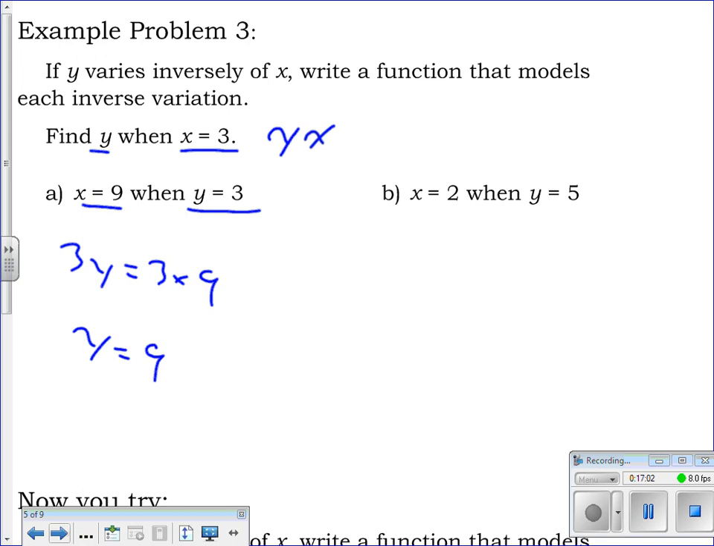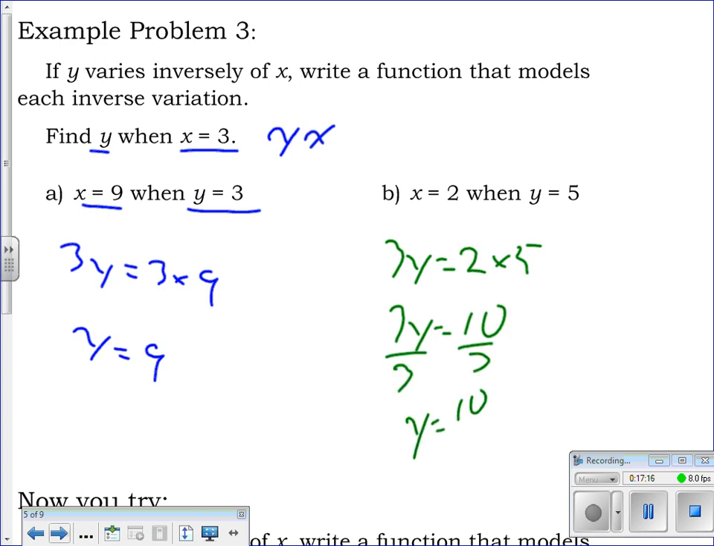Same thing here. X and y are multiplied, so I have 3y equals x times y. 2 times 5. So that means 3y equals 10. Divide both sides by 3. Y equals 10 thirds. Yeah, it's a fraction, but you didn't get a fraction until your final step. Okay? Inversely multiplication, directly division. Your key is understanding that first step.